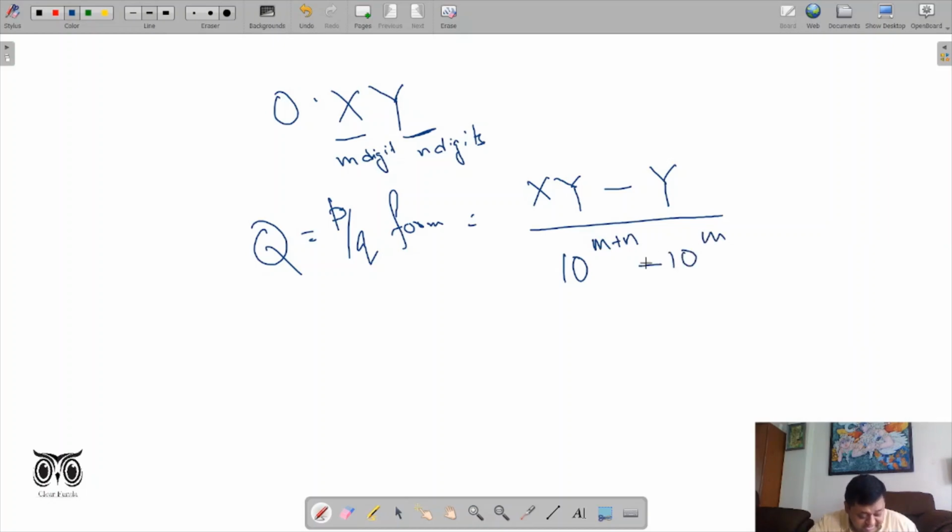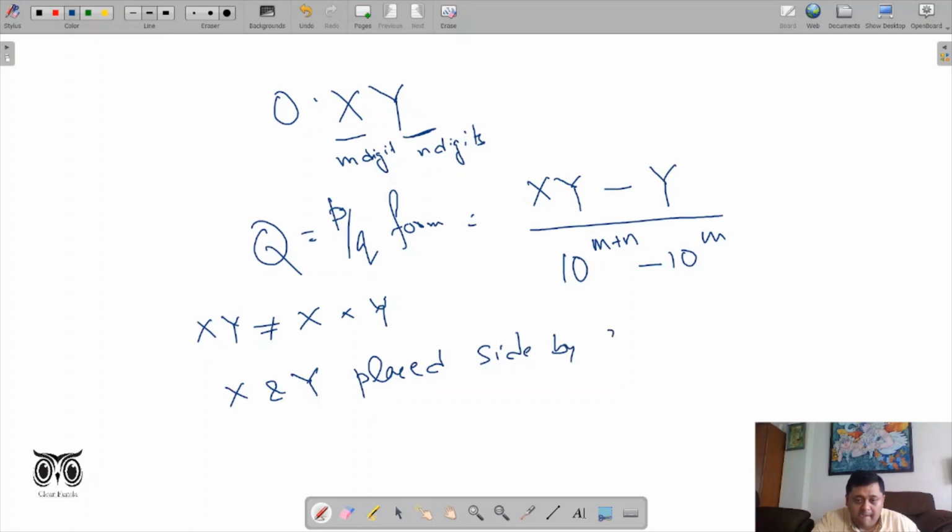Now please understand, this xy is not a product of x and y. X and y are the set of digits placed side by side. So xy is not equal to x into y. These are just x and y placed side by side. So this is the generalization we do.